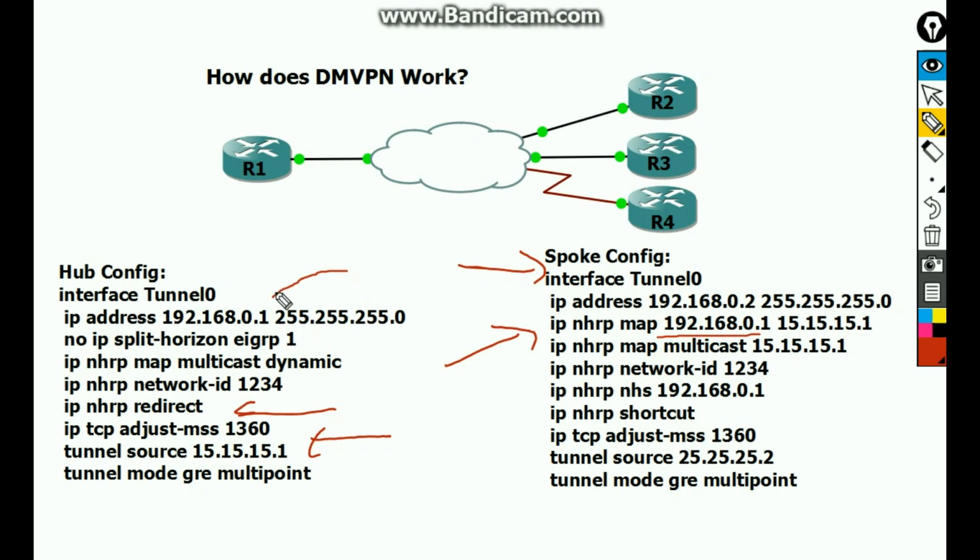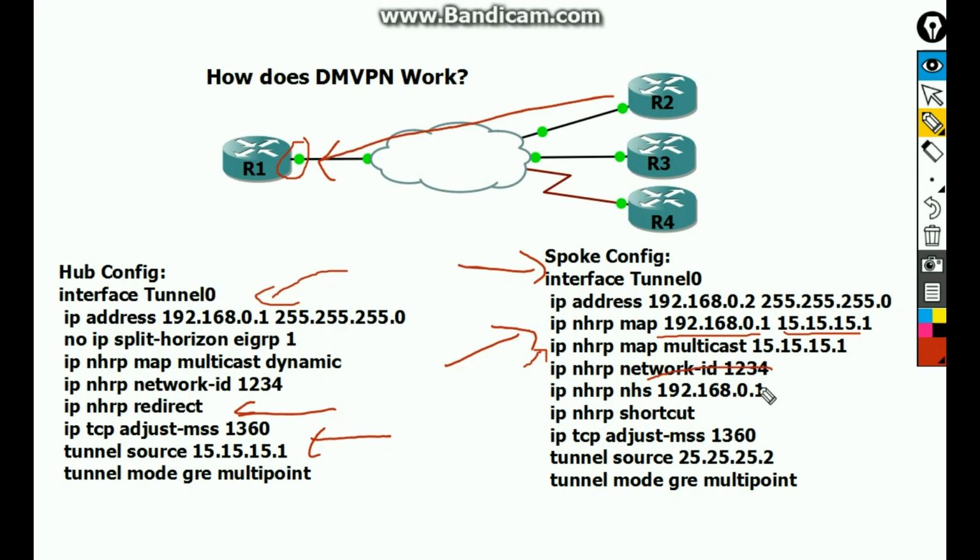That is the tunnel IP address of the hub. And then this right here, this 15.15.15.1, is the physical non-broadcast multi-access IP address for that interface that actually connects to the internet. So that has to be a public address. And then we have this command right here, IP NHRP map multicast 15.15.15.1. That is a static mapping to send multicast messages to that address right there. So you got to put that in there.